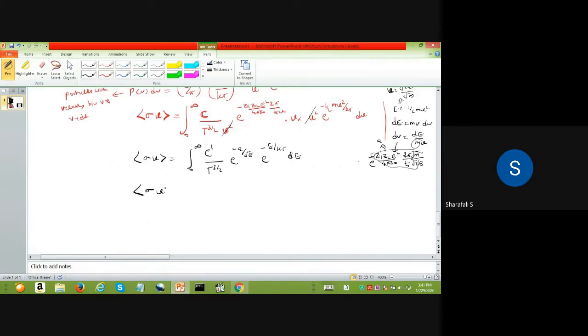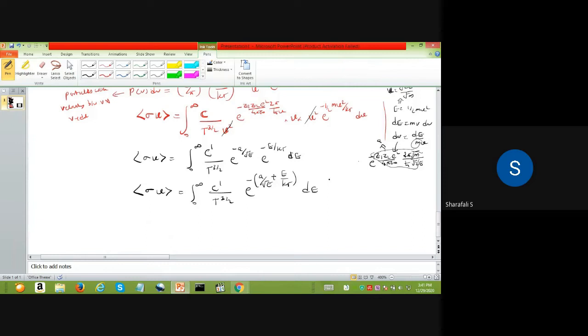I can further reduce this, 0 to infinity. C dash and T raised to 3 by 2 remain. This I can join together, so that will come as e raised to minus, let's say, a by root 2E plus E by kT, times dE. So this is the average value of sigma v. The probability of barrier penetration, e raised to minus 2g, that we applied, is only applicable for low energy. But still this equation works.